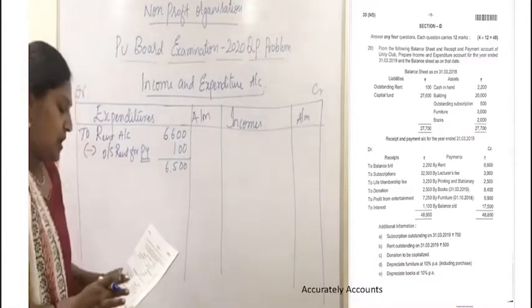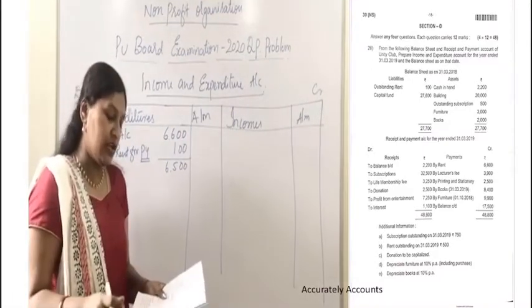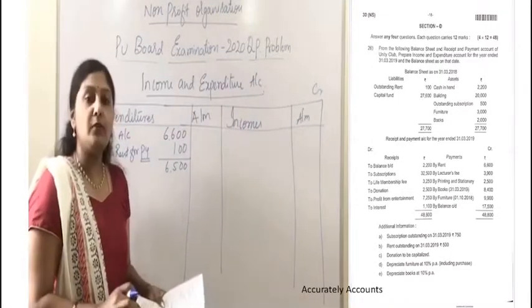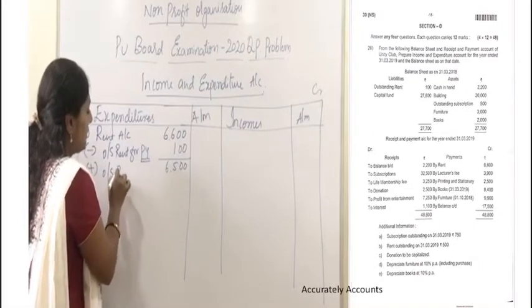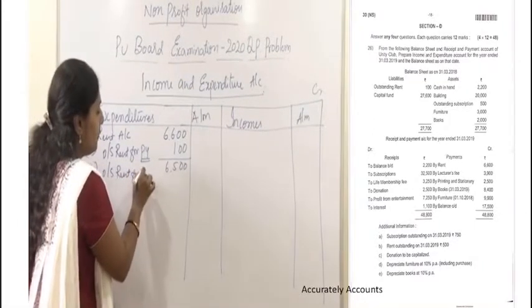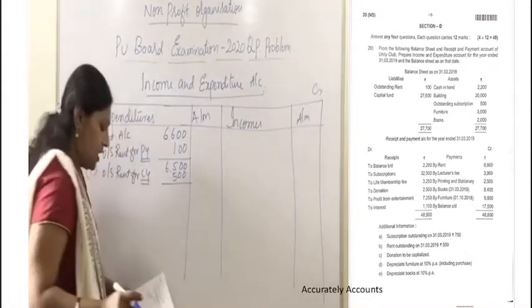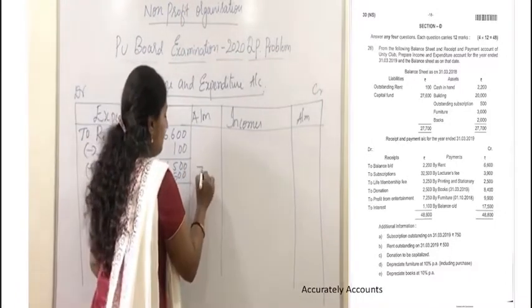And then there is an adjustment given which says that rent outstanding on 31st March 2019, that is the current year's outstanding rent, amounted to rupees 500. So that outstanding rent for the current year we need to add. The value is 500. So to the outer column, the value of rent is going to be 7,000.